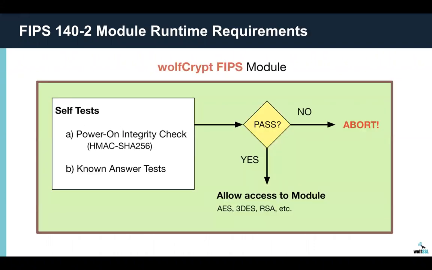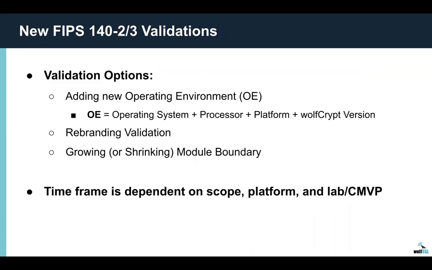Just a little diagram of how the self-test would run. If the self-tests pass, then the application is allowed access into the FIPS module. If they don't, then the module goes into an error state.